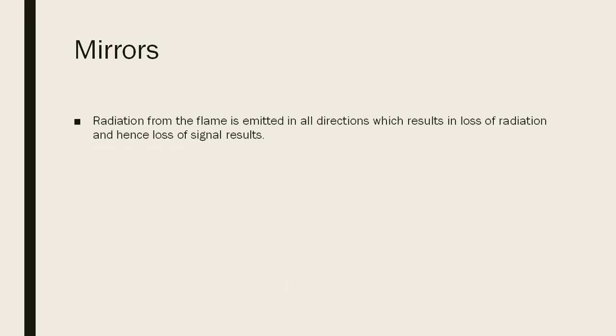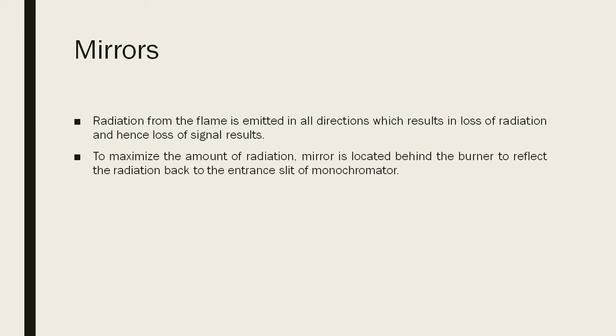First is the mirror. Radiation from the flame is emitted in all directions, which results in the loss of radiation and hence the loss of signal. So to maximize the amount of radiation, a mirror is located behind the burner to reflect the radiation back to the entrance slit of the monochromator. This will prevent the loss of radiation because radiation will be reflected by the mirror to the entrance slit of the monochromator.